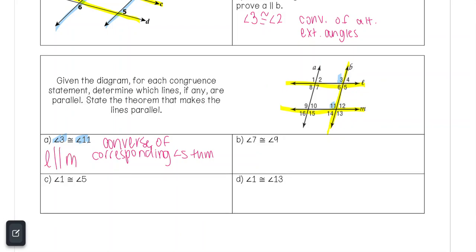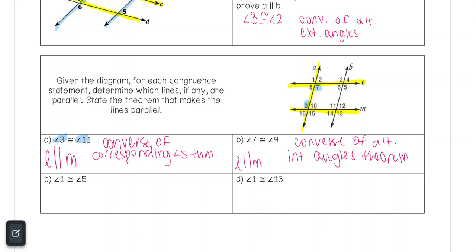In the next example, we're given that angle 7 is congruent to angle 9. So looking in the diagram, 7 and 9 are both touching the same transversal A. So I can see that they are sharing that transversal, but they're on different sides of the line. And A is intersecting both lines L and M. So if those two angles are going to be congruent, then using the converse of the alternate interior angles theorem would let me state that those two lines L and M are parallel.